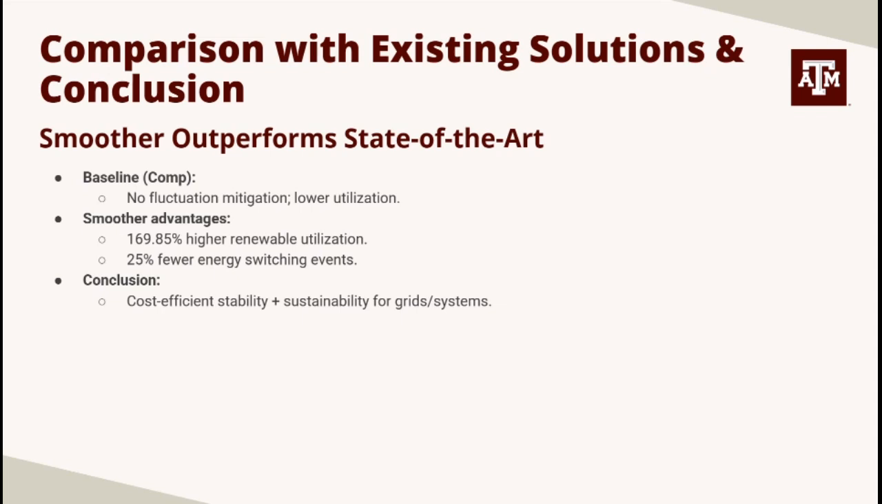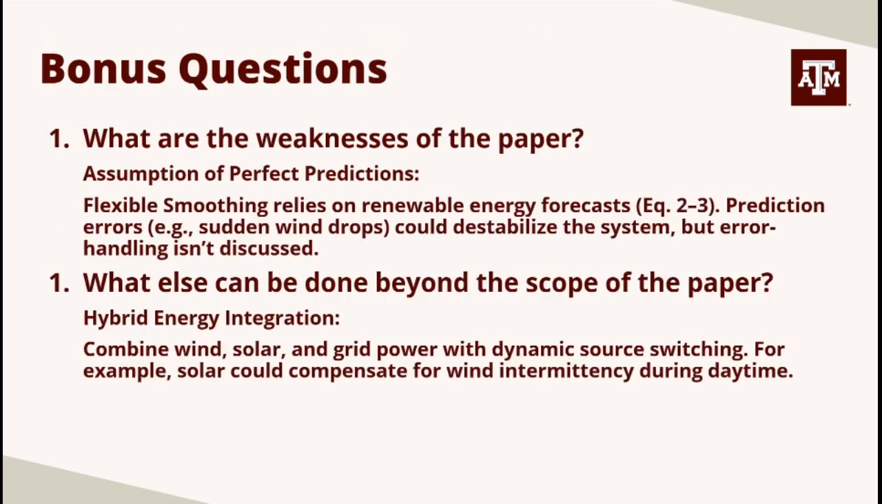For the first bonus question, while Smoother shows impressive results in simulation, its reliance on perfect renewable energy predictions is a key limitation. In the real world, sudden weather changes, like unexpected wind drops, could disrupt the smoothing process, leading to instability. To fix this, we could integrate machine learning for more adaptive forecasting. For example, a machine learning model could analyze historical weather patterns and real-time data to predict fluctuations more accurately.